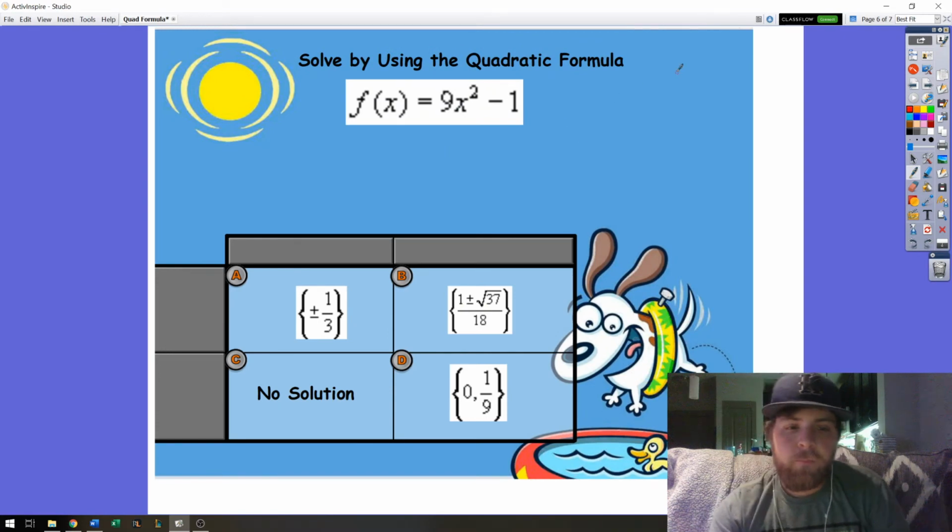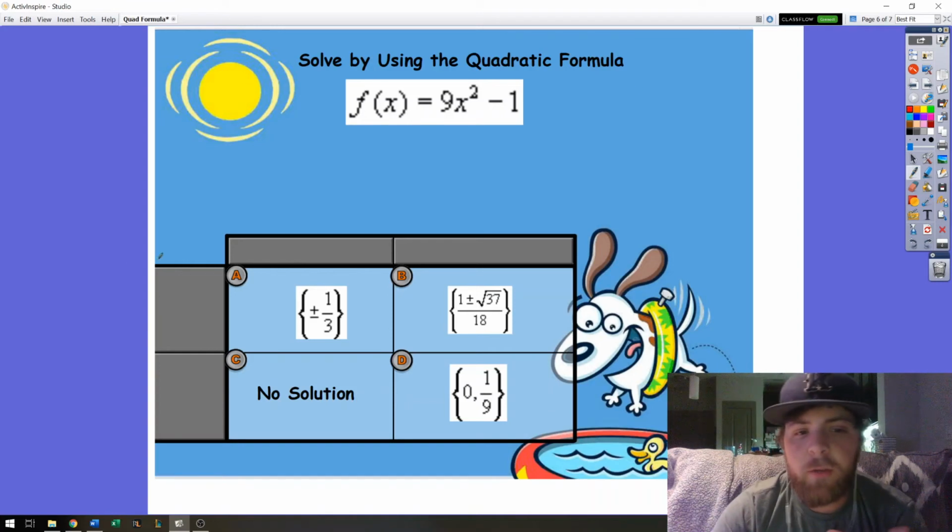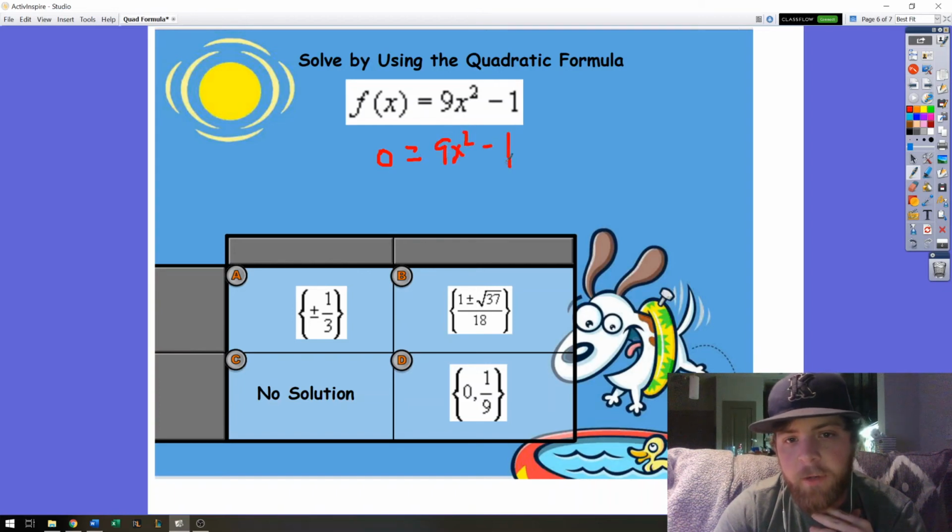Okay. Looking here, we want to solve this by using the quadratic formula. It's already equal to 0. So I need to find my a, b, and c values. My a value is what's in front of the x squared. So a is going to equal 9. My b value is what's in front of the x. Now, if you look here, I don't have an x, which means my b value is 0. And then my c value is negative 1.